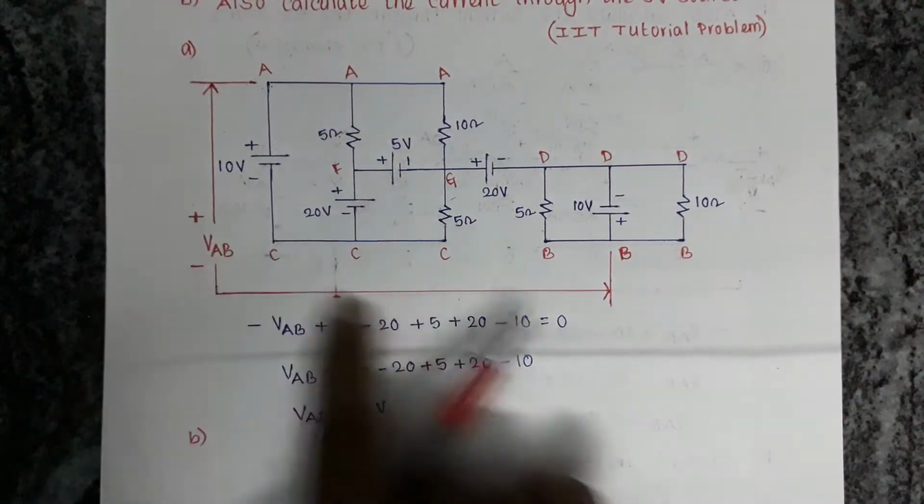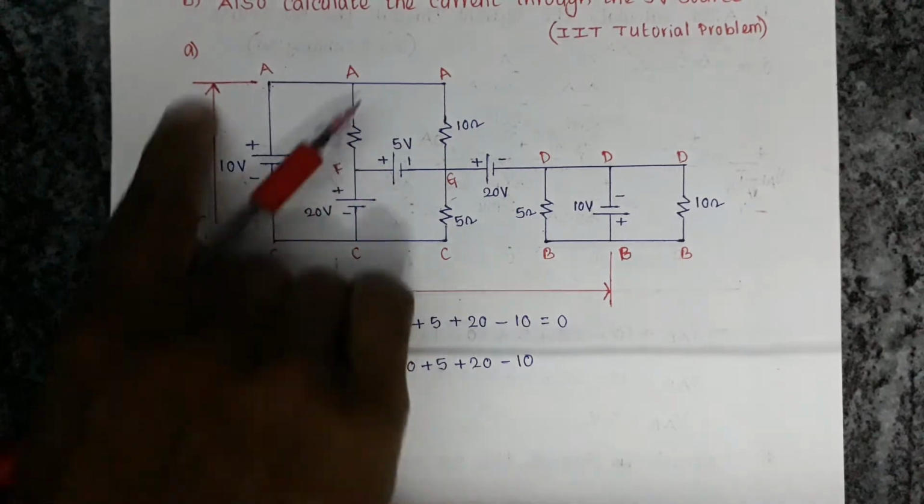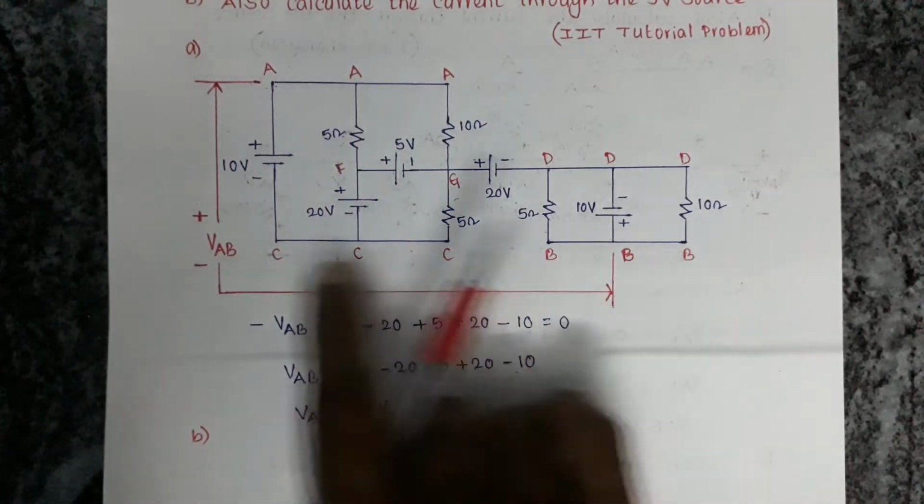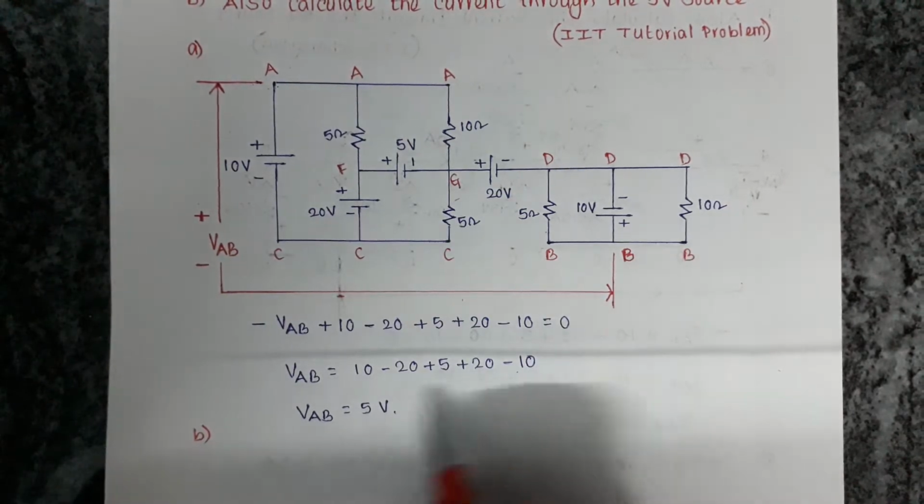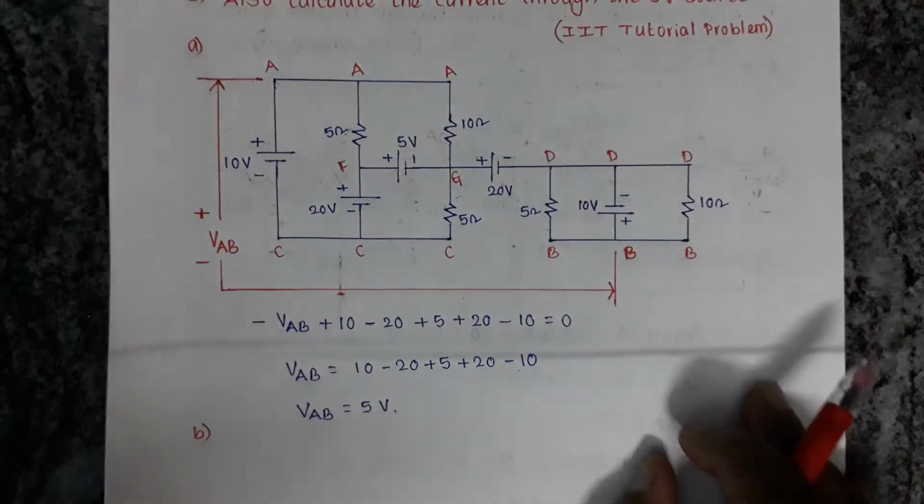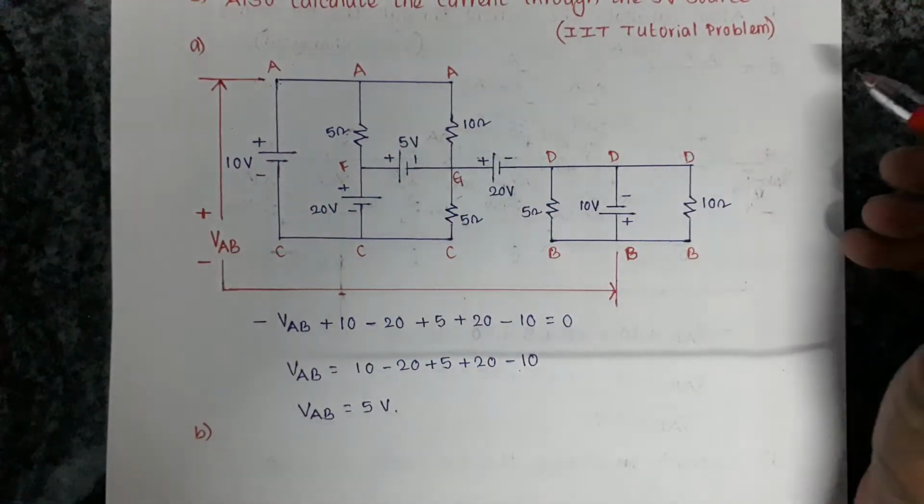Before solving for B, here it is an open circuit. He is asking only for the voltage between nodes A and B, and there is no current in this branch. It is just a voltage, and that voltage is 5 volts.